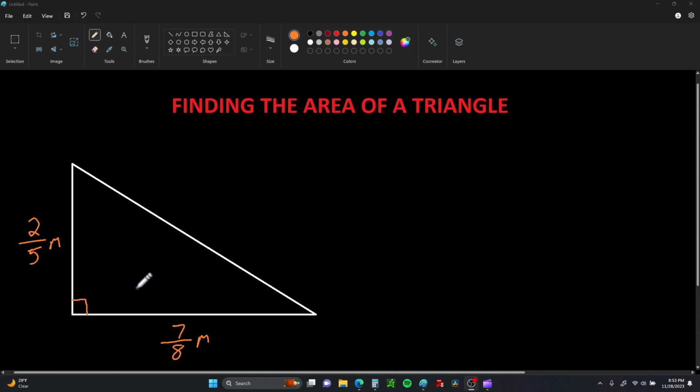Here we're back to a right triangle, and the actual sides of the triangle are the base and the height. So you're going to start by putting area equals 1/2 base times height. But you'll notice that this time the sides are in fraction form. So I'm going to put 1/2 times the base, and the base is 7/8, times the height, which is 2/5.